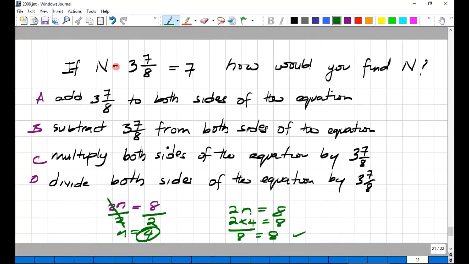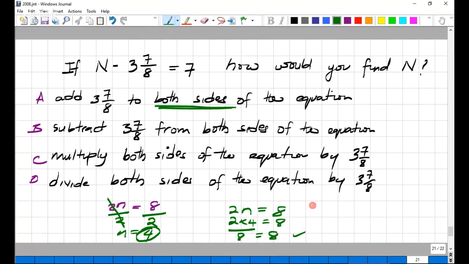We have n minus 3 and 7/8 being equal to 7. If I want to get n by itself, what would I need to do? Anybody else? Add. Okay, so we're going to add 3 and 7/8 to both sides. So whatever we did to one side, we have to do to the other side. Is that clear?